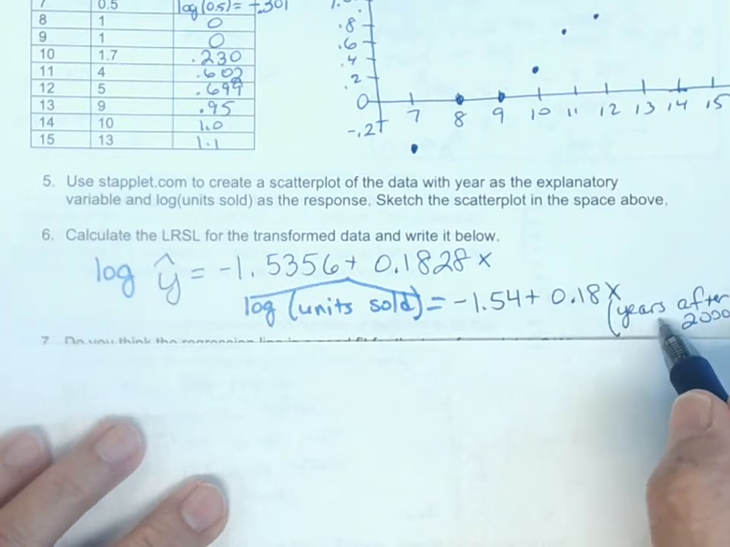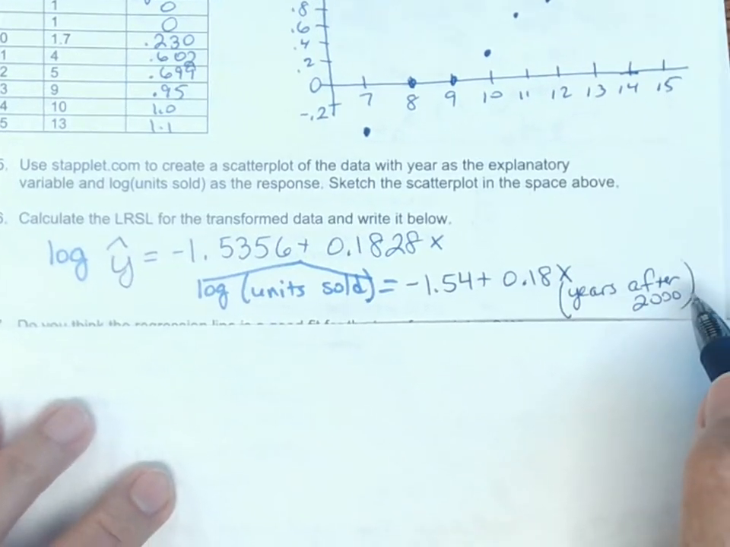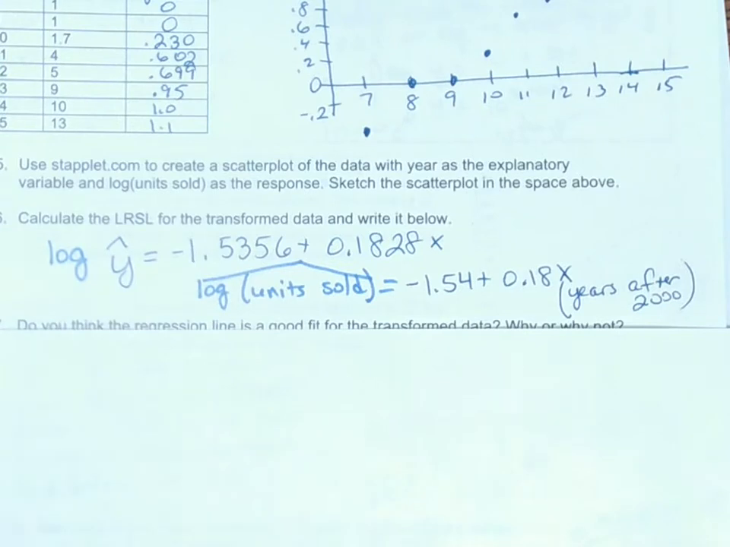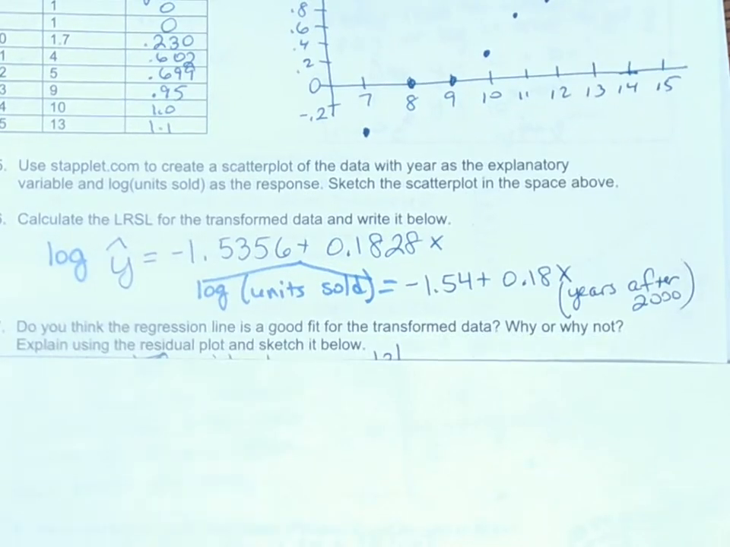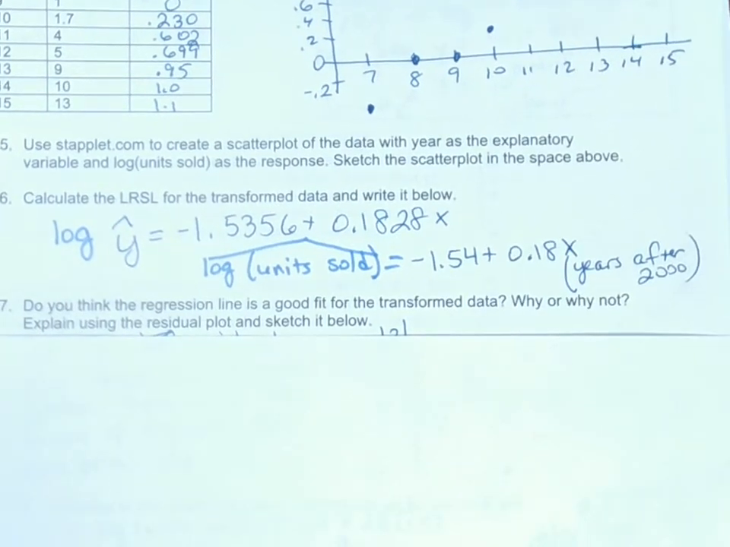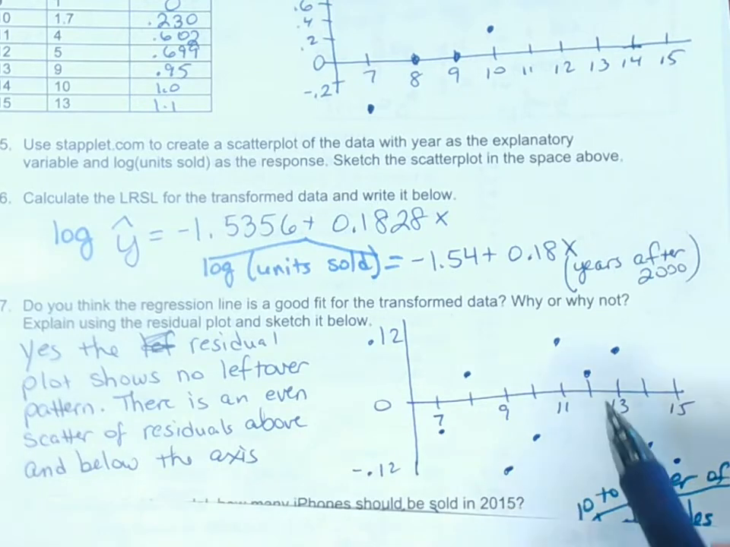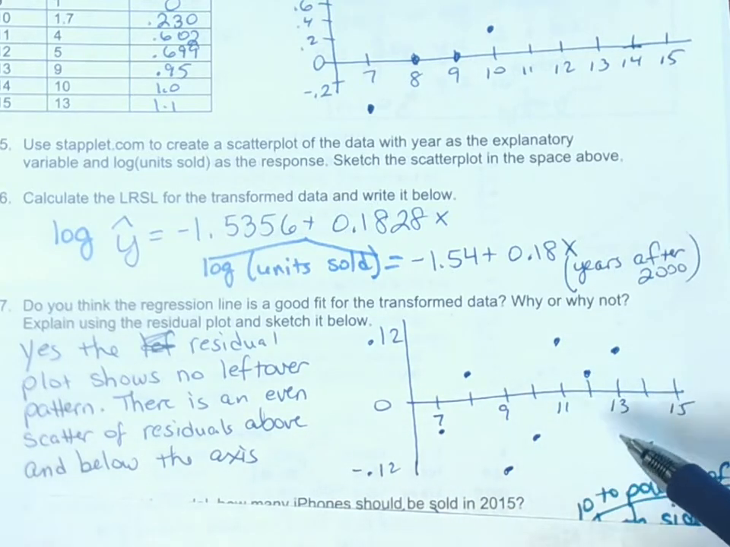And instead of x, I could put years after 2000. But somewhere I've got to get that context in there. Okay, so now if we were trying to decide was this a good fit or not, we're going to have to look at our residual plot. And if we look at the residual plot, there is no pattern.